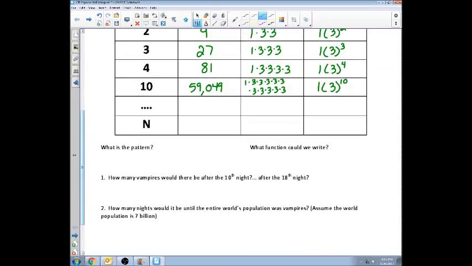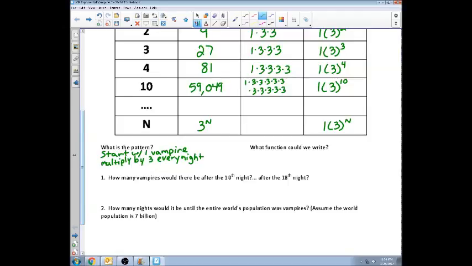So what if it was to the nth? We're talking about to the nth. That means that we don't know how many nights it would be. What we would do is we would take 3 to the nth power. Our expression would be 1 times 3 to the nth power. I can't write that in extended form because I don't know how many nights we're talking about at this point. So what is the pattern? Well, we start with one vampire, and we multiply by 3 every night. Okay?